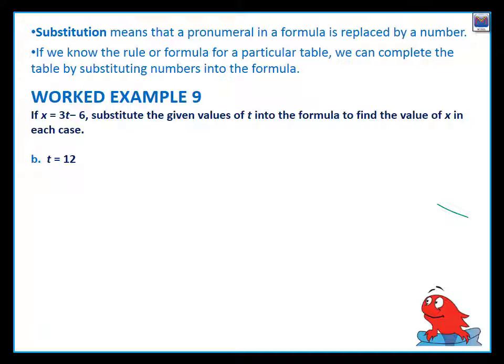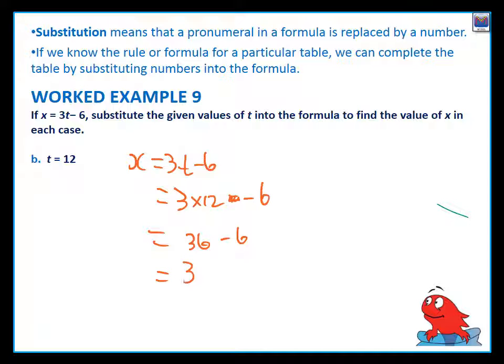This one here would be the same. Write that formula down. Substituting 12, 3 times 12 minus 6, and we work it out. 3 12s are 36 minus 6. x equals 30 in this case. And that's why we refer to t as a variable, because its value can vary or change. In this scenario it's 12, but it was a different number on the previous slide.